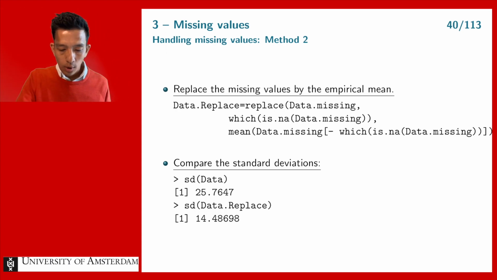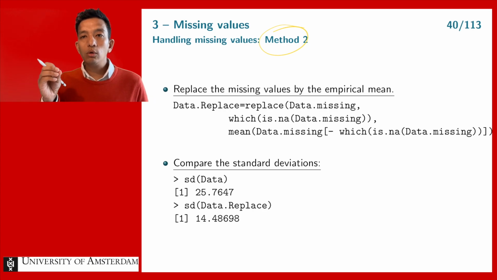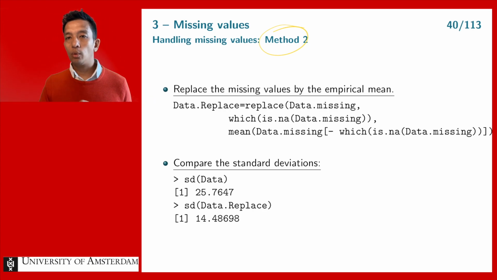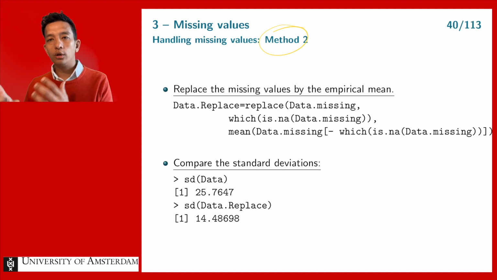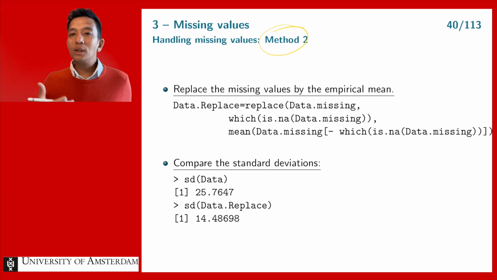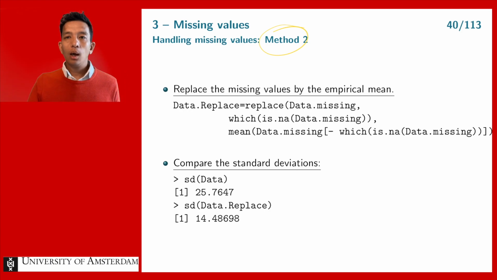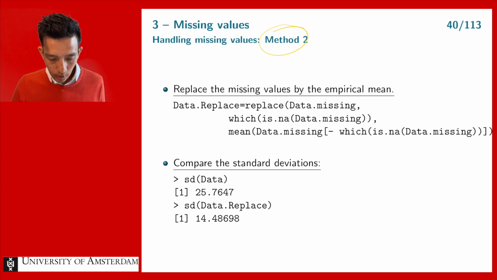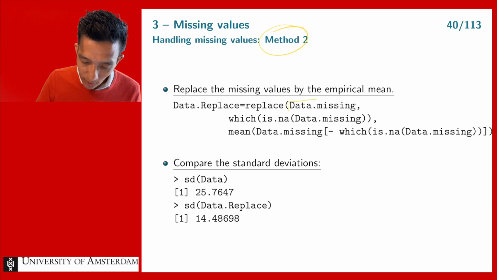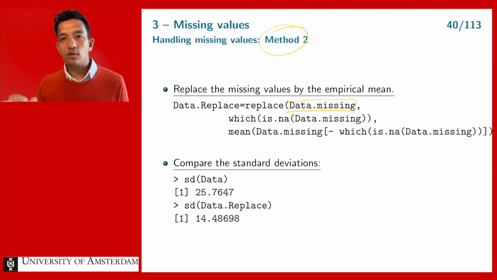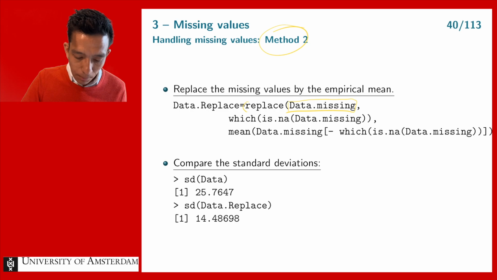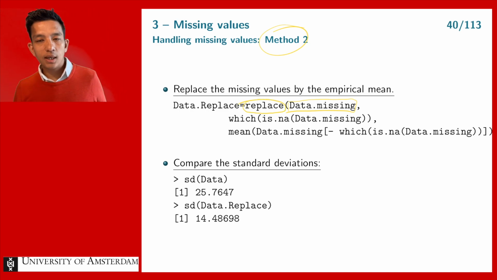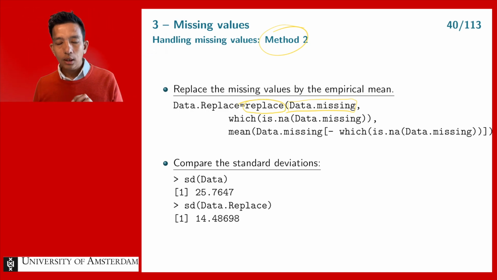So now we move to method 2, where we say, well, we do not want to remove data, because removing data means we have a smaller data set, and that has an impact on the variability of our estimates. So instead, I'm going to replace my missing values with something else. So okay, we have our data set data.missing. So that's the data set where I have 200 missing values.